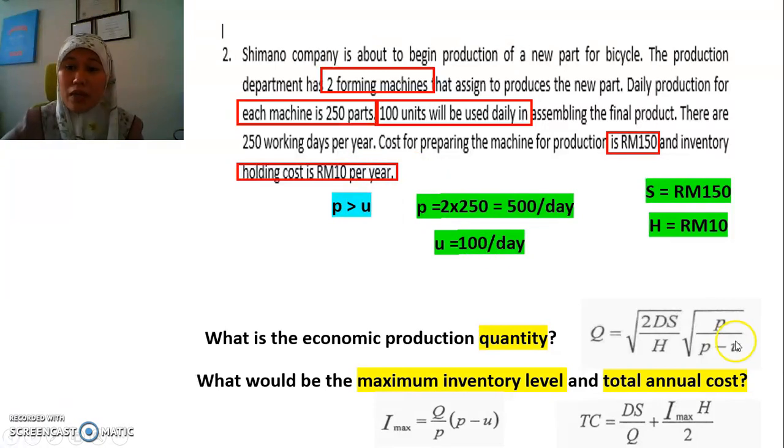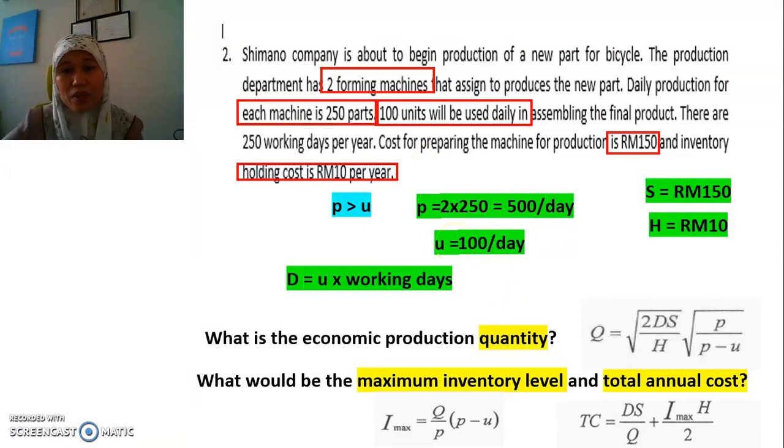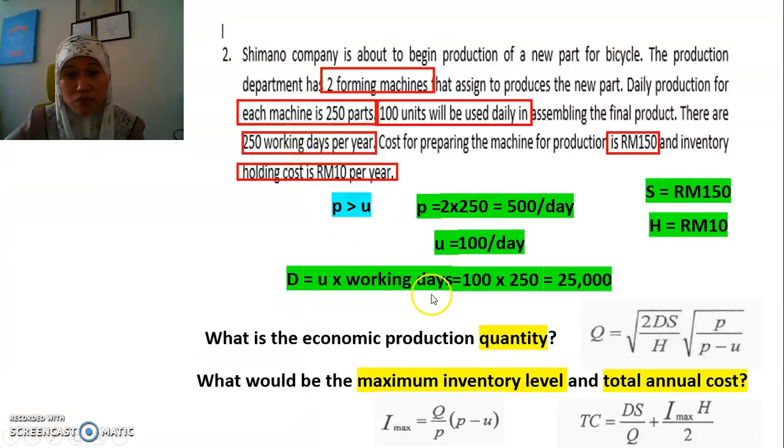Now, next we need to find D. How do we find the annual demand? Since we have U here, U is considered the daily demand. We have 250 working days, so we can find the annual demand: U, the usage rate per day at which they assemble the bicycle, times the working days, 250, gives us 25,000 for the annual demand.